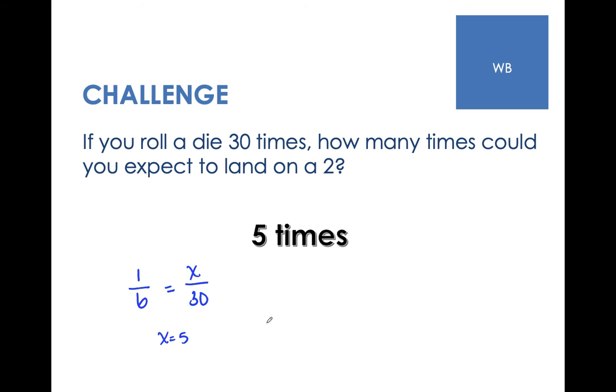If you recognize that there are 6 sides on a die and you only have a 1 out of 6 chance of landing on a 2, you could also simply divide 30 divided by 6, because those are both the total possible outcomes, total possible rolls, total possible outcomes. Our answer there is also 5.